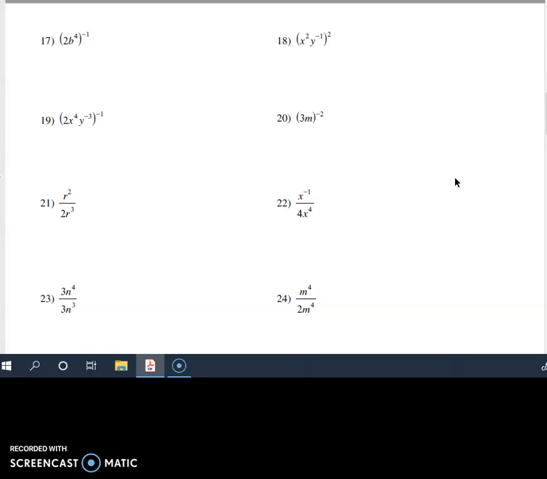So take a look at problem 18, and then we're going to jump down to problem 22. Go ahead and complete both 18 and 22, and then turn the video back on.